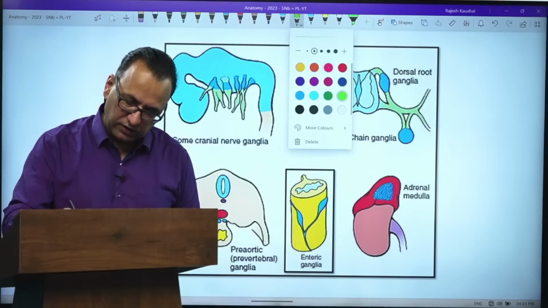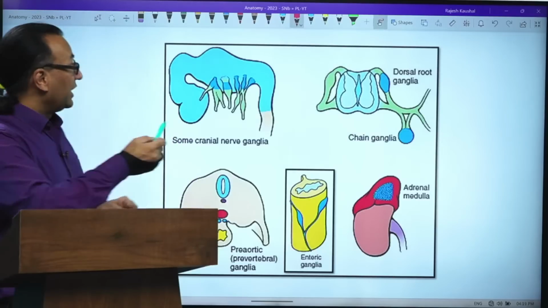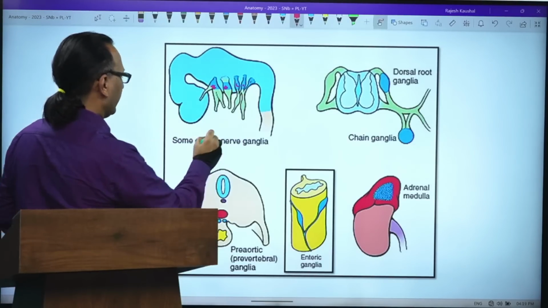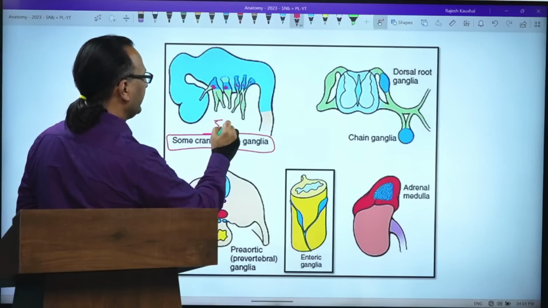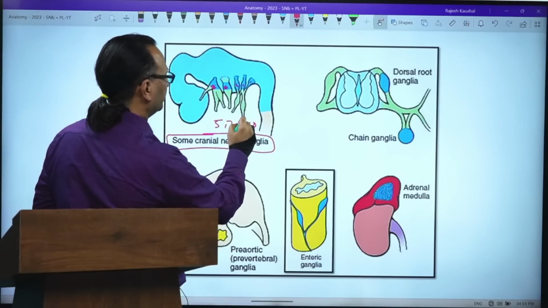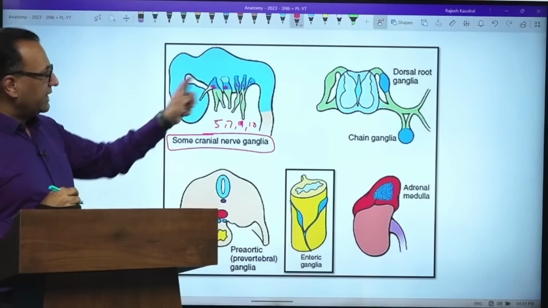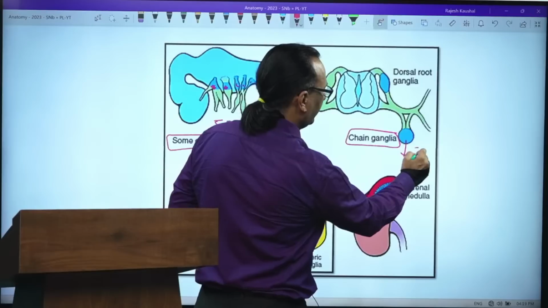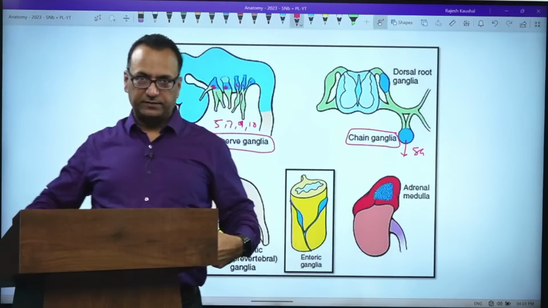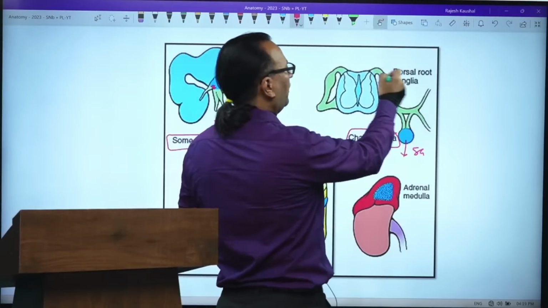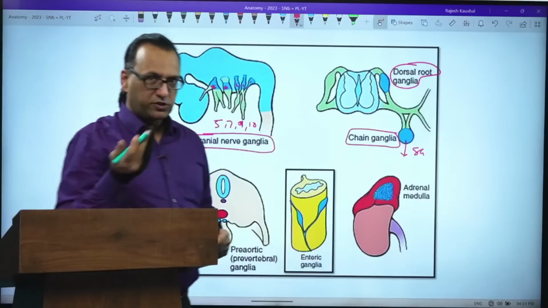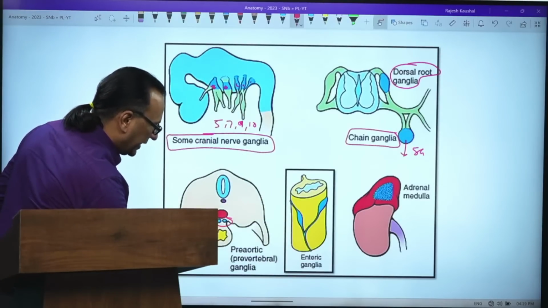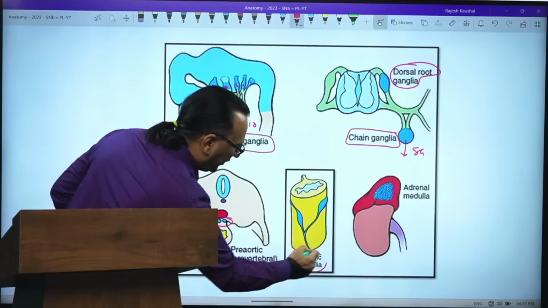Let me take some other color. I have discussed that it is ganglia like parasympathetic ganglia, the number 5, 7, 9, 10. Not only parasympathetic ganglia, but also sympathetic ganglia like you see here running in the sympathetic chain. Or it could be related with spinal cord dorsal root ganglia, is also from neural crest cell. It is forming pre-aortic ganglia, it is forming enteric ganglia.